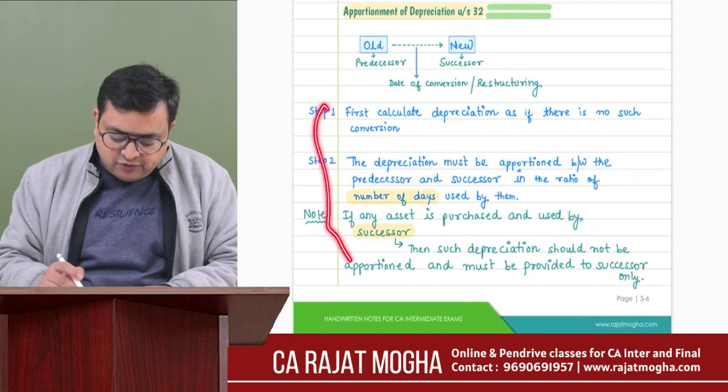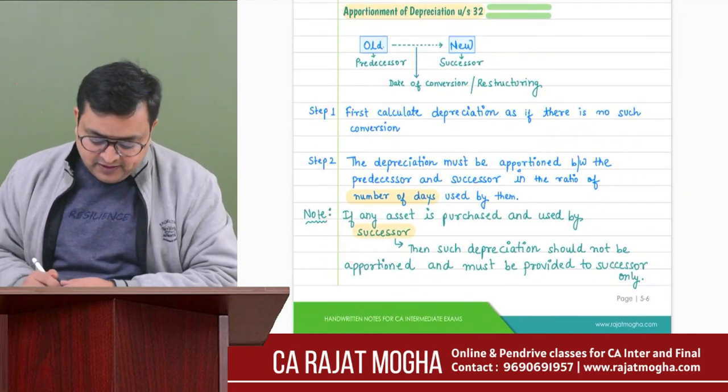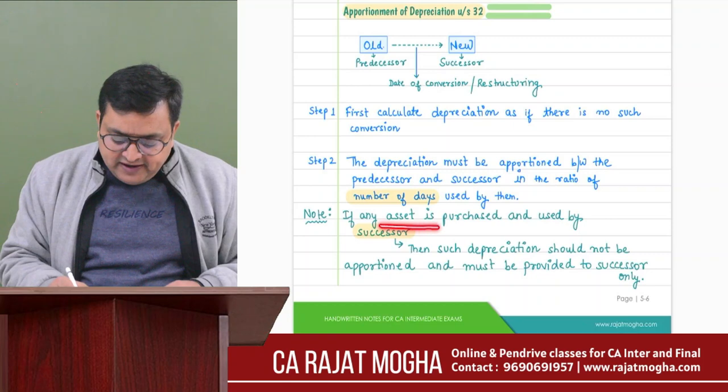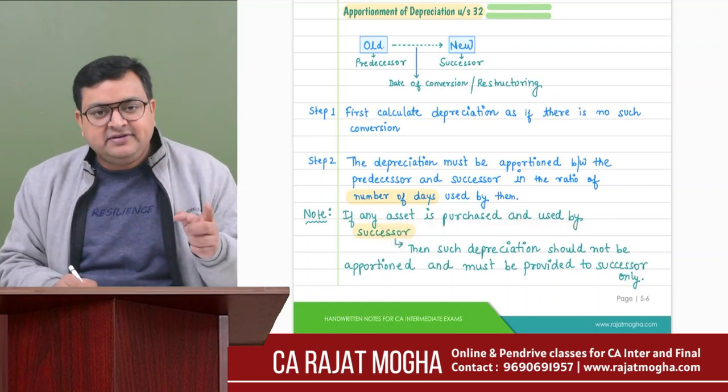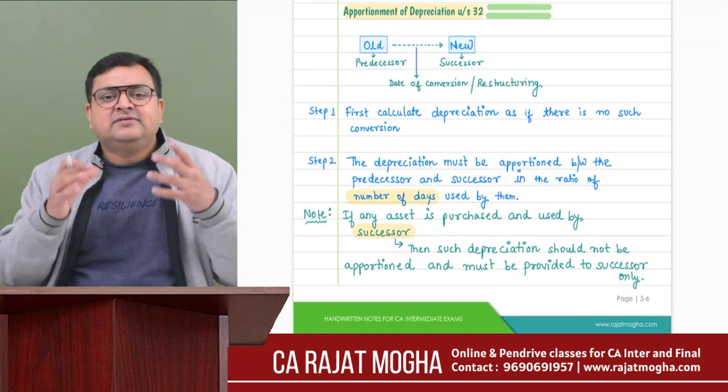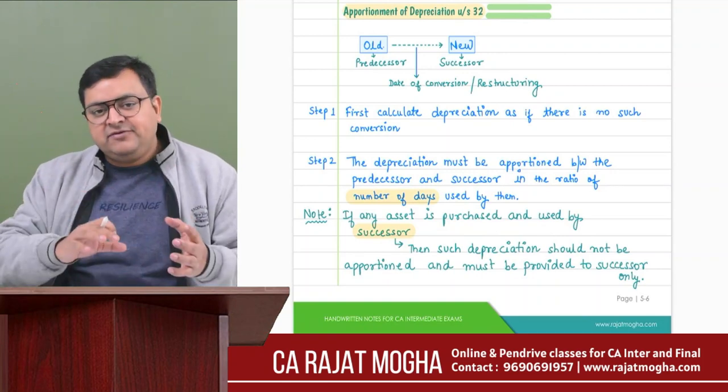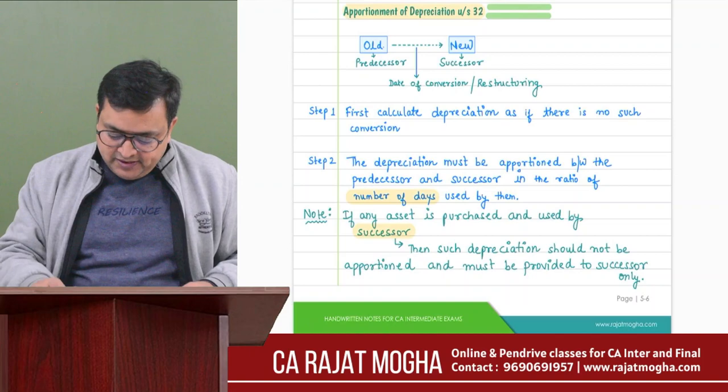These are all the steps which I have already discussed as mentioned over there. If any asset is purchased and used only by the successor, then please do not apportion that depreciation, because only the successor has used it. Please give the entire depreciation to the successor.